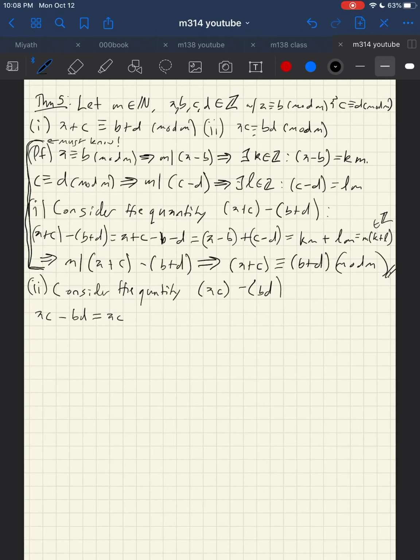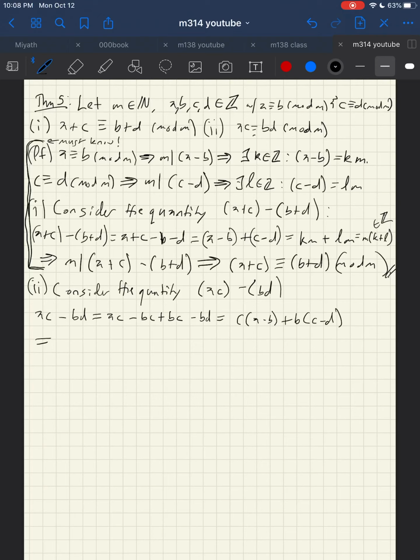I'm going to write AC minus BC plus BC minus BD. And this is kind of a dirty trick, right? I've just added and subtracted the same quantity, which I can do. That's basically adding 0. But in so doing, now I can factor a C out of the first pair and factor a B out of the second pair, and I'll get a hold of these quantities like I wanted. So this is equal to C times A minus B plus B times C minus D.